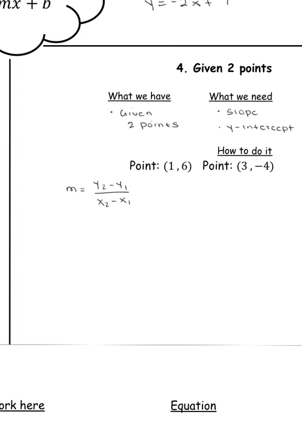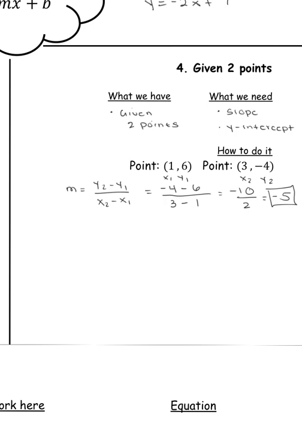Again, I like to label my points. So this is x1, y1, x2, y2. In this situation, I have -4 minus 6 all over 3 minus 1. -4 minus 6 gives me -10. 3 minus 1 gives me 2, which gives me a slope of -5. All right, so now I know that my m is equal to -5.